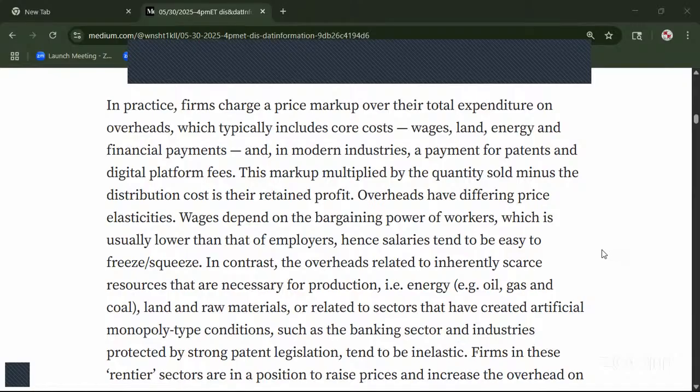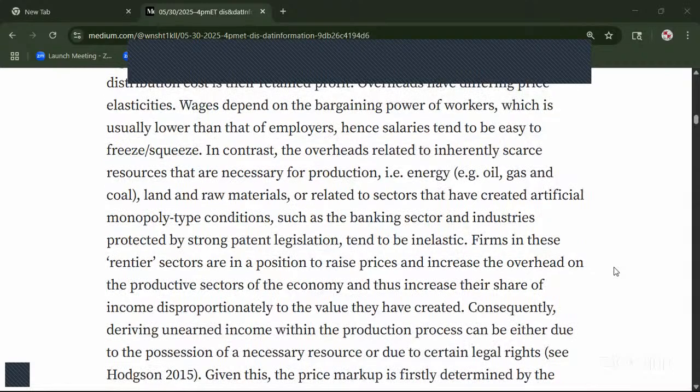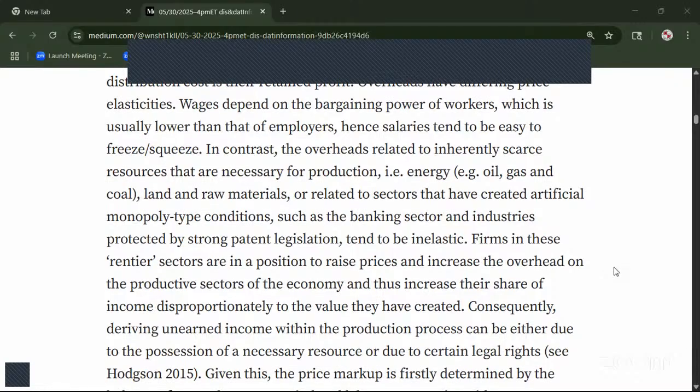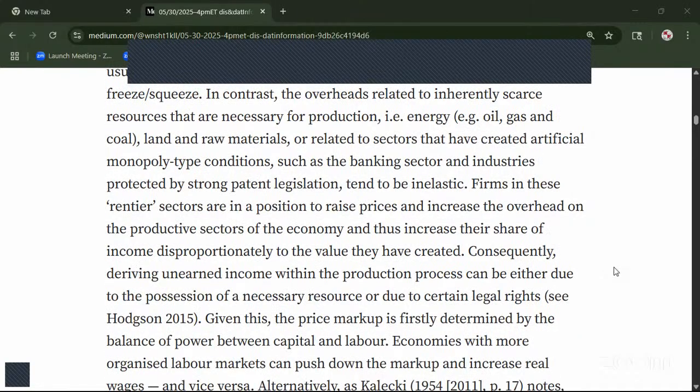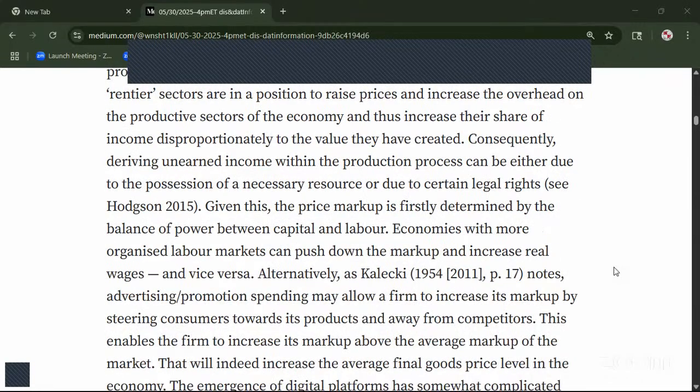Firms in these rentier sectors are in a position to raise prices and increase the overhead on the productive sectors of the economy and thus increase their share of income disproportionately to the value they've created. Consequently, deriving unearned income within the production process can be either due to the possession of a necessary resource or due to certain legal rights. Given this, the price markup is firstly determined by the balance of power between capital and labor. Economies with more organized labor markets can push down the markup and increase real wages and vice versa.